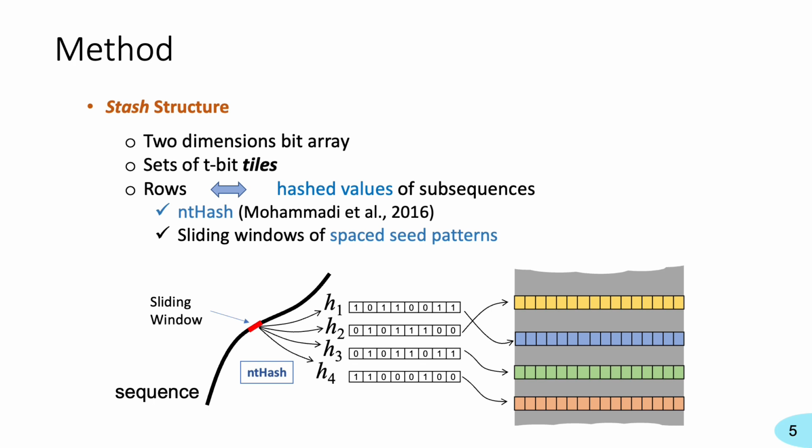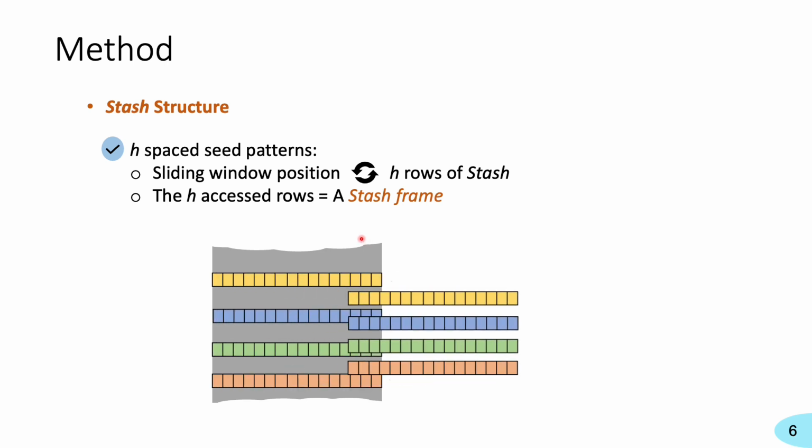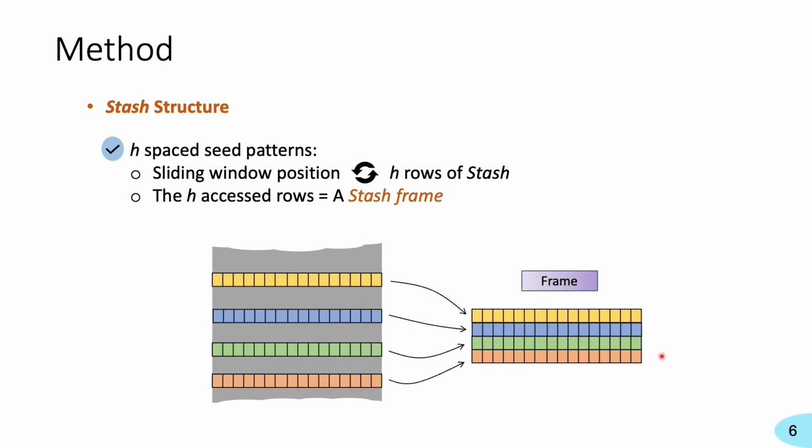The underlying structure of STASH is a 2-dimensional bit array consisting of sets of T-bit tiles, where the rows, or the memory loci, are indicated by hashed values of subsequences. Having an input sequence, it is hashed using the ntHash algorithm with sliding windows of symmetric spaced patterns, and the resulting ntHash values specify which rows of the memory block to update. Having H spaced patterns, each sliding window position will update H rows of STASH, and we call these H accessed rows a STASH frame.